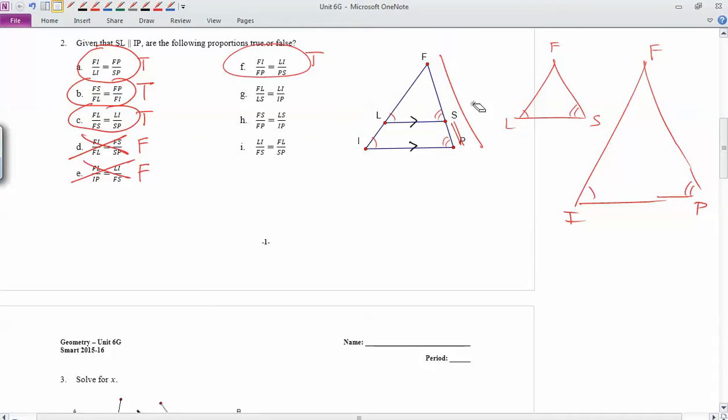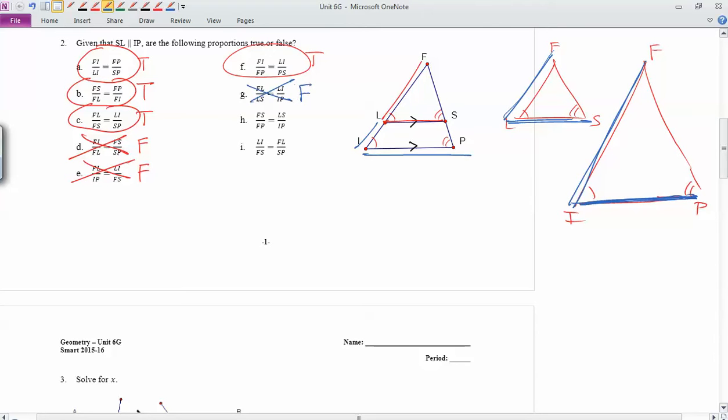Okay, let's try another one. FL over LS. So this one over that one. So in this picture over here, it's this over that. Is that the same as LI over IP? So that's this over that. And this is the one a lot of students think is right. But if you think about how IP is involved over here, it would have to be FI over IP. So FL goes with LS the same way FI goes with IP, not LI. So this one's actually false. This is the most common mistake that I see.